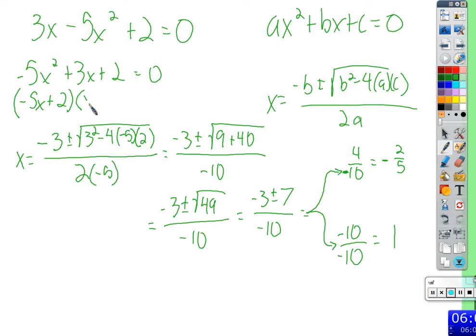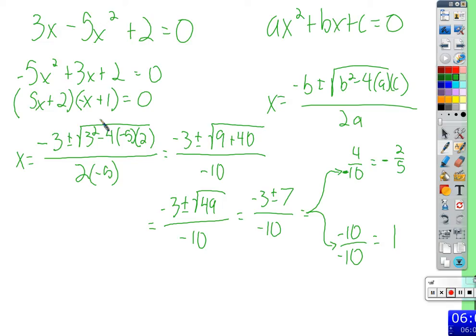Plus 2 and x minus 1. So negative 5x times, or sorry, should just be plus 1, this should be minus 1. And that should just be 5x. So we do that, 5x plus 2 and x minus 1. Then if you multiply them together, maybe we should do negative x plus 1. That'll work. Okay. So if we multiply those together, we get negative 5x squared plus 3x plus 2. If we set each of those factors equal to 0, 5x plus 2 equals 0, and negative x plus 1 equals 0, we'll get negative 2 fifths and positive 1.